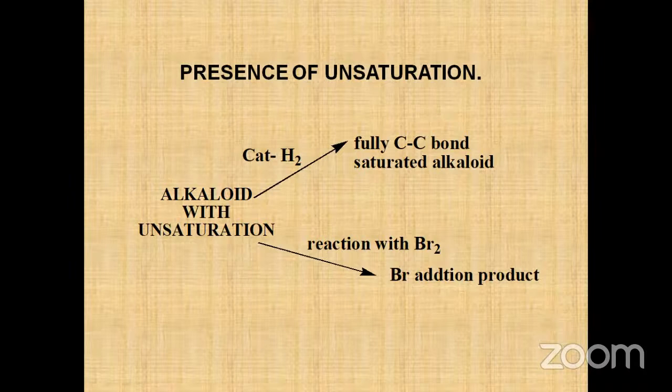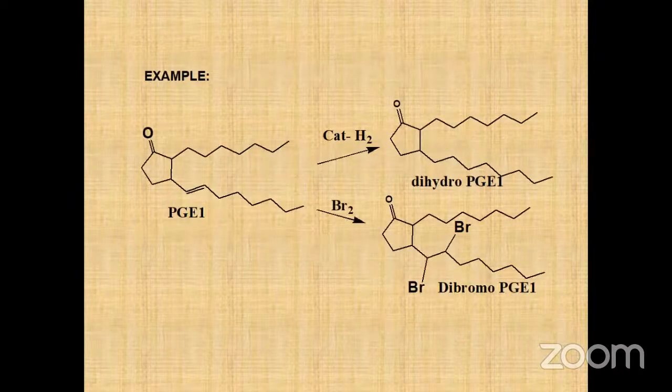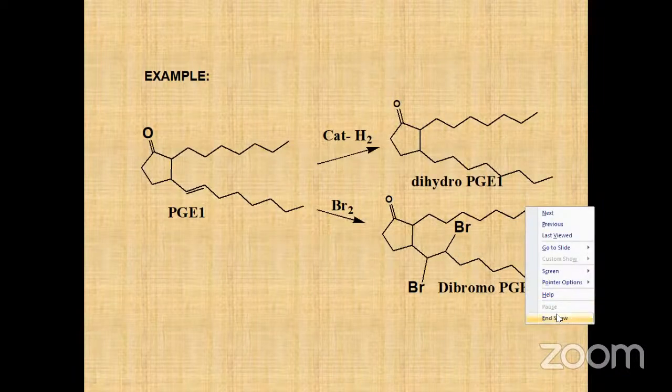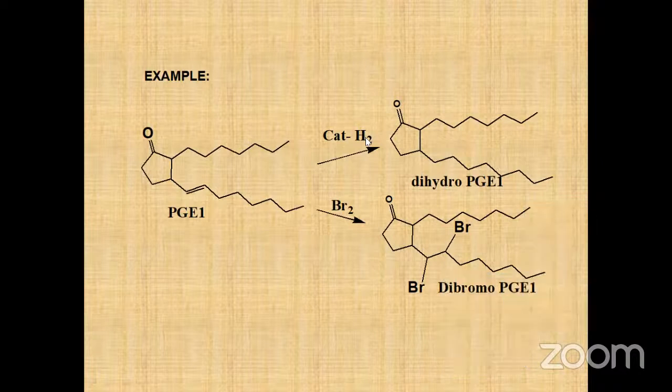Next, this is the example. This is prostaglandin E1, PGE1. In that, we are treating it with catalytic hydrogenation. It undergoes the catalytic hydrogenation.